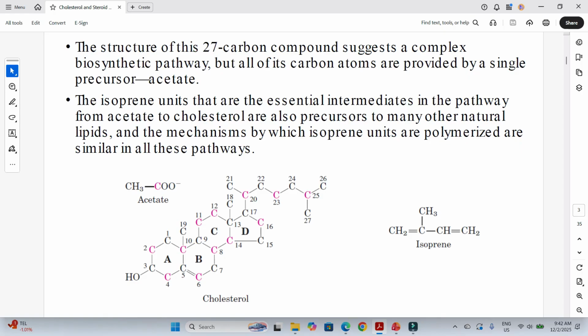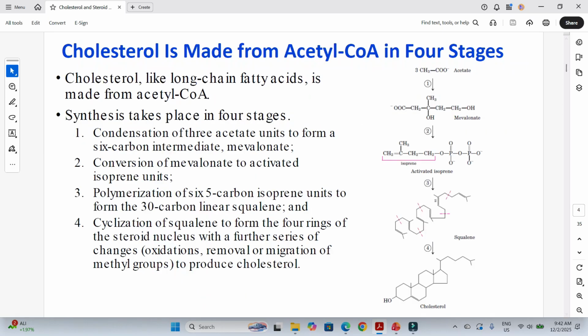Isoprenes also serve as precursors to many other natural lipids. And the mechanisms by which isoprene units are polymerized are similar in all of these pathways. Okay, meaning synthesis of cholesterol and other natural lipids derived from isoprenes have or share similar steps or similar pathways. All right. Okay.